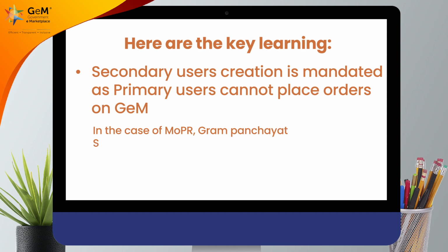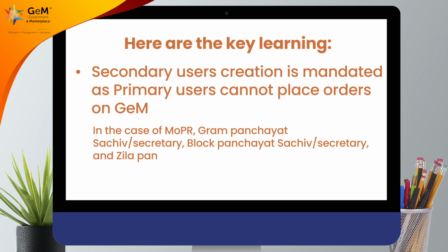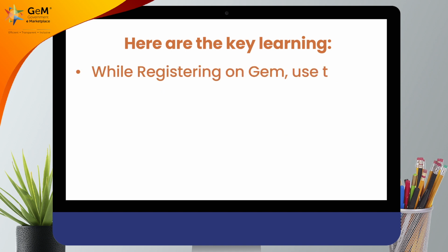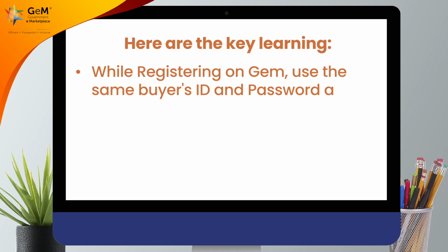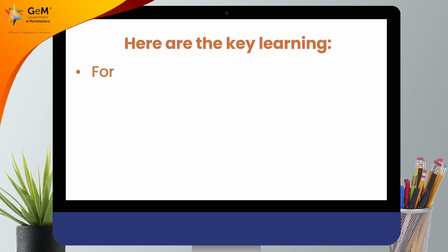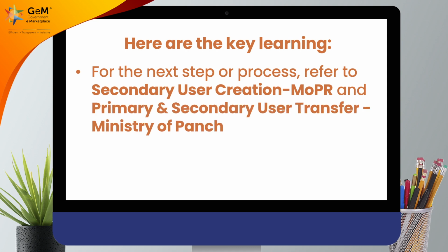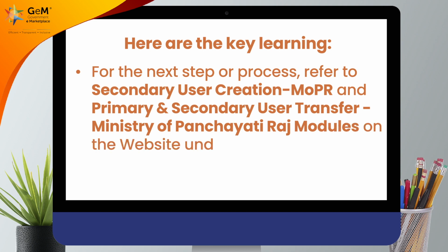In the case of MoPR, Gram Panchayat Sachiv, Secretary, Block Panchayat Sachiv, Secretary, and Zila Panchayat Sachiv, Secretary are the buyer and consignee. While registering on GEM, use the same buyer's ID and password as in the eGS system. For the next step or process, refer to secondary user creation, MoPR, and primary and secondary user transfer, Ministry of Panchayati Raj modules on the website under Training Modules.